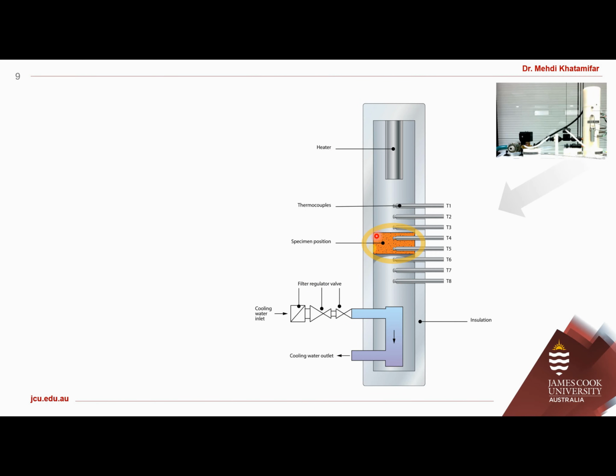The specimen is going to be placed at the middle by opening the clamps here, and it's colored orange here. We have 4 different specimens to change and investigate thermal conductivity and thermal contact resistance. Because we have a heater at the top and a cooling system at the bottom, we expect to have heat transfer from top to bottom.